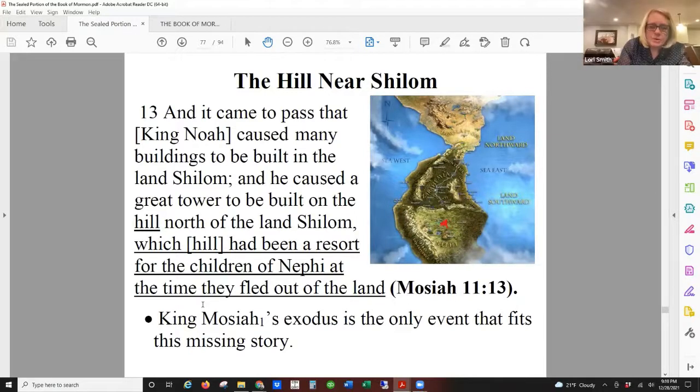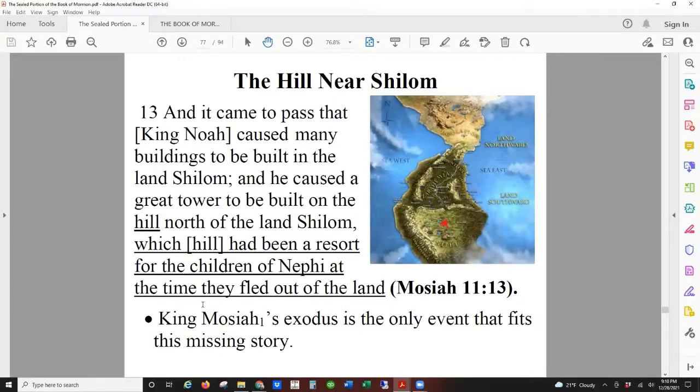So would you assume resort kind of means a big town with lots of stuff? No, I mean a place of protection, a place to hide. Okay. A place to escape the dangers that were going on in the land of Nephi. So more towers and a fortress, probably. A fortress with a tower. Fortresses and stuff. Okay. You could see what was happening.